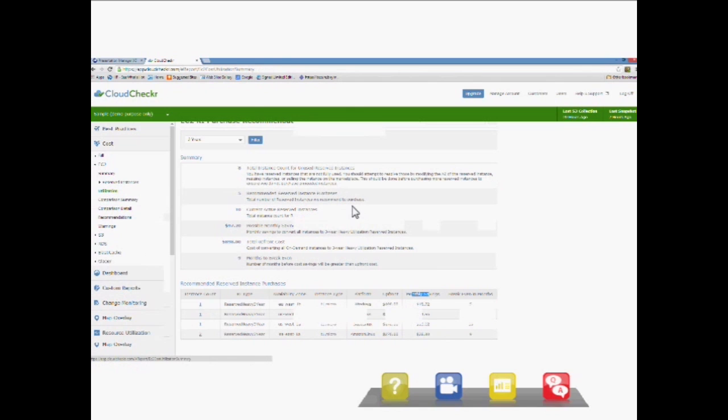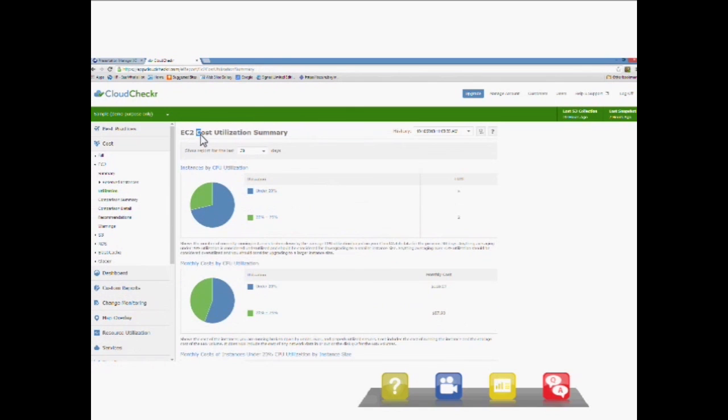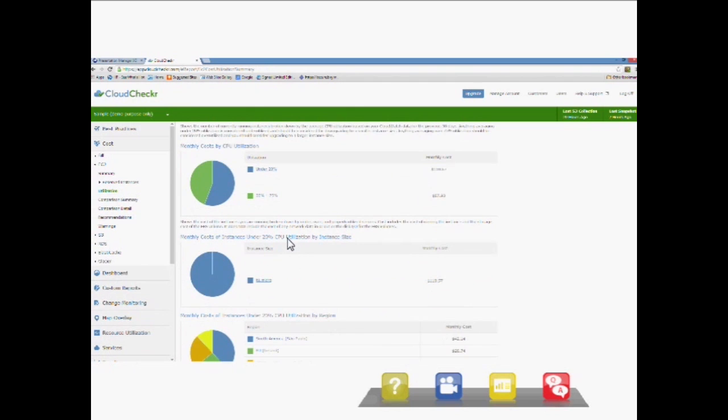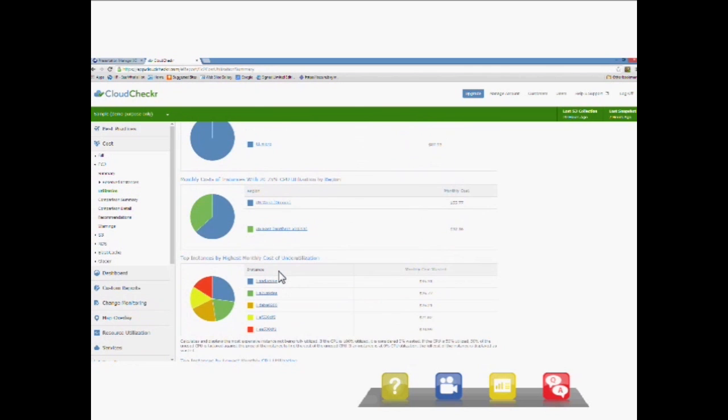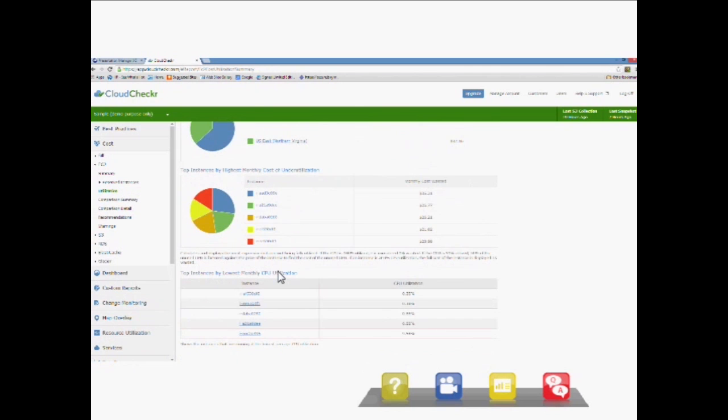EC2 utilization, cost utilization, so you can look at this and say, these are my instances and what I'm using them for. So I can see instances that are running underutilized, under 20%, versus regular utilization, 20 to 75%. And if you were overutilized with any, you'd get a breakdown of those. You'd be able to see what your monthly cost for those is, and then try to lower that, because you want your cost utilization to be as high as possible.